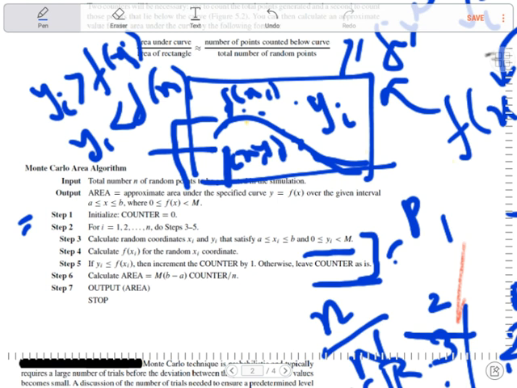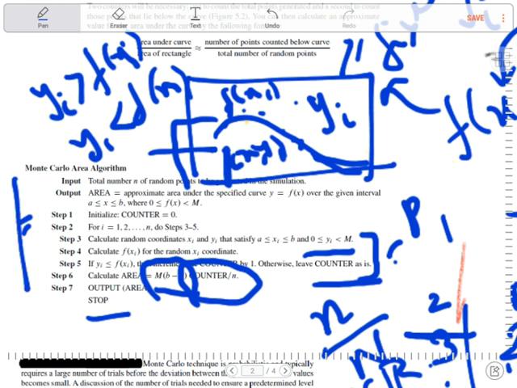So what is the area of the rectangle? M into (b minus a). And what is this ratio? The numerator is nothing but the counter here, that is the C2 count as we said, divided by the total number of points, that is small n. Because of the ratio and the area of the rectangle, you then stop the program and output the area. So this is the whole Monte Carlo algorithm.